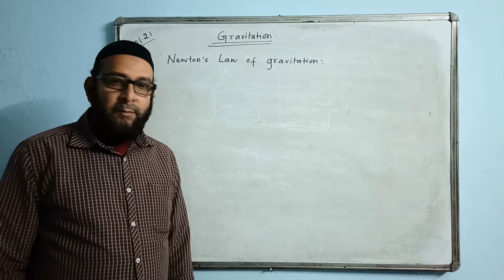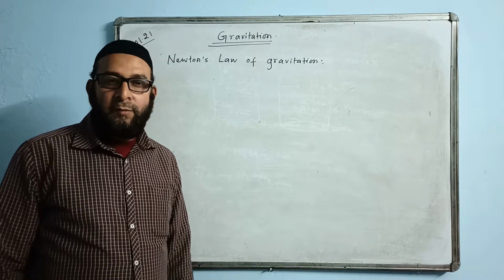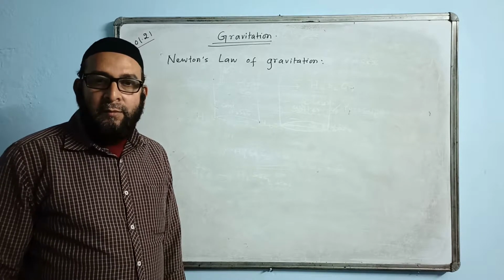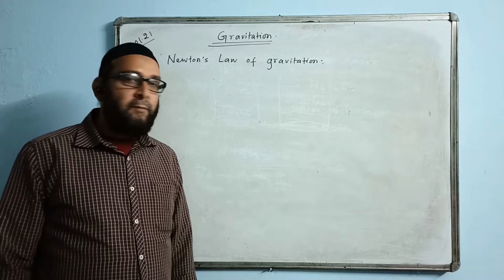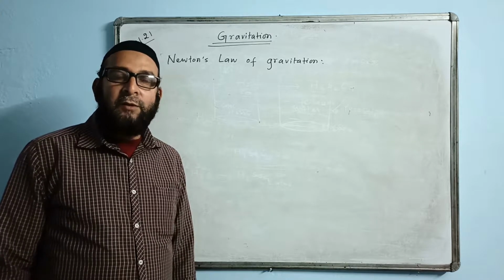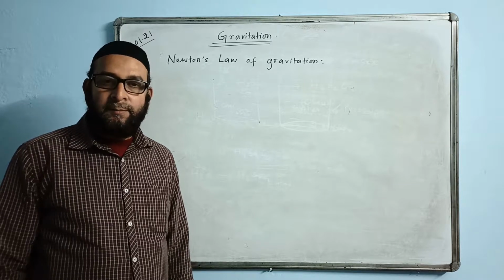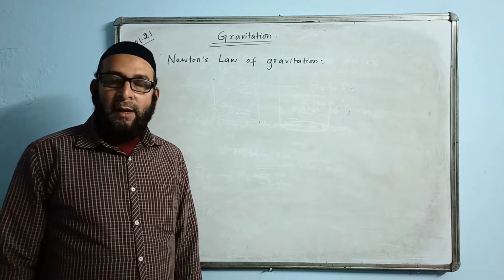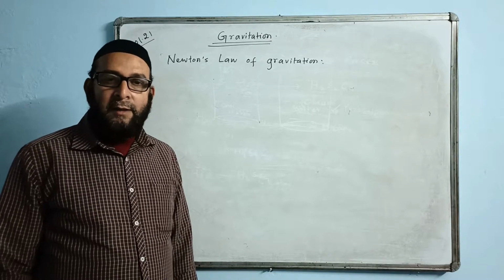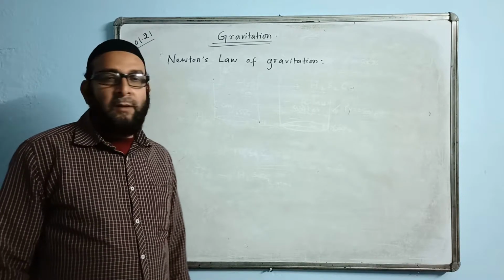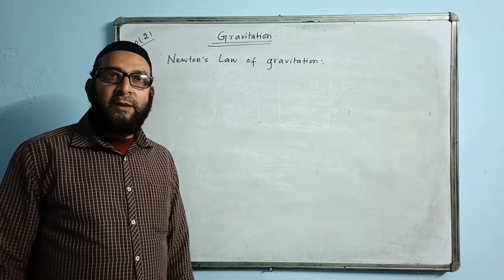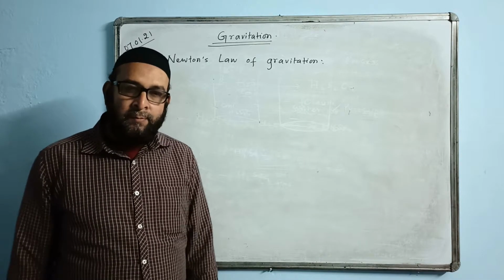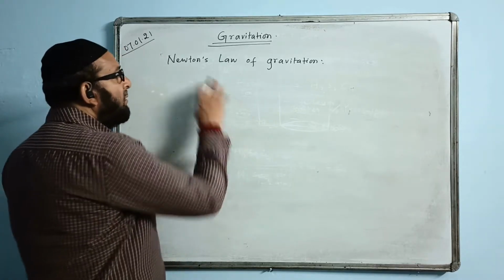to the product of the masses of the two bodies and inversely proportional to the square of the distance between them. That is Newton's law of gravitation.